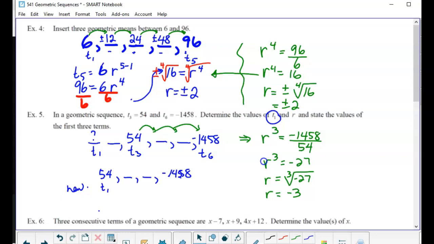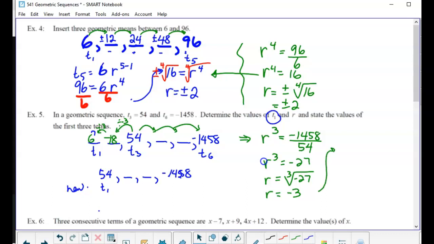Okay, so then you can go back and, well, if you look at this, if we're multiplying by negative 3 each time, then we would divide by negative 3 here. So that would be negative 18, and divide by negative 3 would be 6.